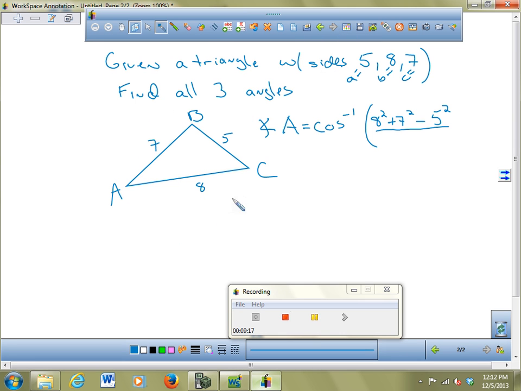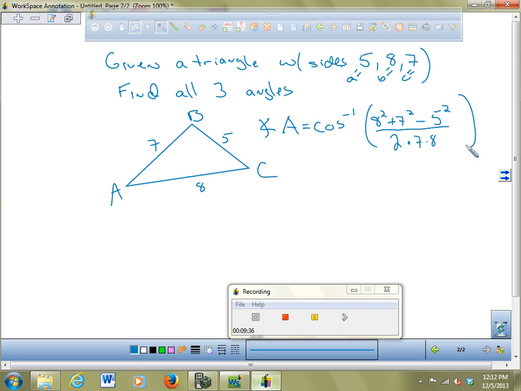All right. So I'm just plugging in here, and then these two sides, the sides surrounding the angle, go underneath. So that's times 2. There's a 2 there, and times B and C, which are 7 times 8, and then I just plug that chunk into my calculator all in one shot. It's best to do it like that because then you don't have any rounding errors and stuff like that.